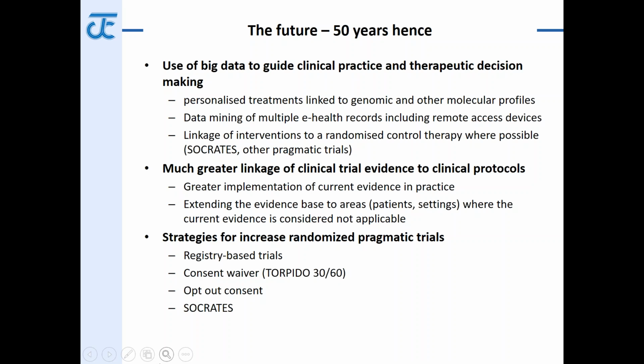for therapies. So in addition to linking personalised treatment to genomic or molecular profiles, in addition to data mining using multiple sources for health records, I'm suggesting a third and critical component should be linkage of interventions to a randomised controlled therapy. So if, as a routine part of these future big databases, randomised controlled therapies is often included within them, then that's going to make those big databases so much more valuable.